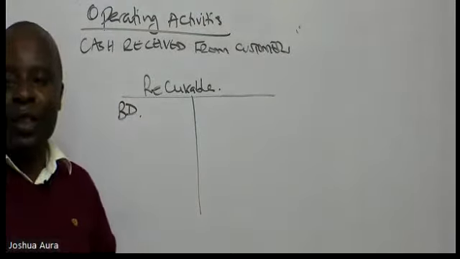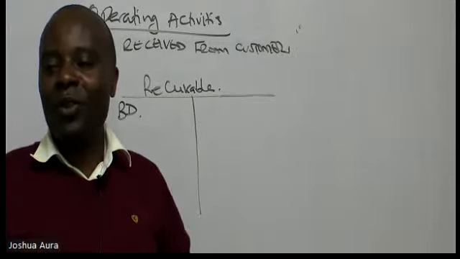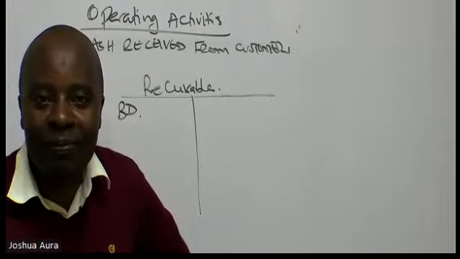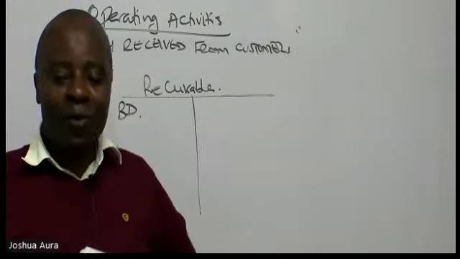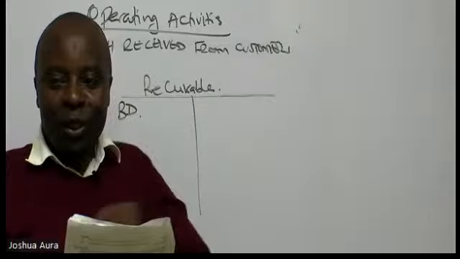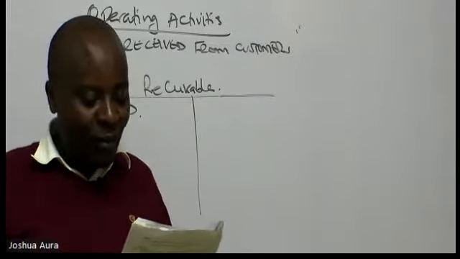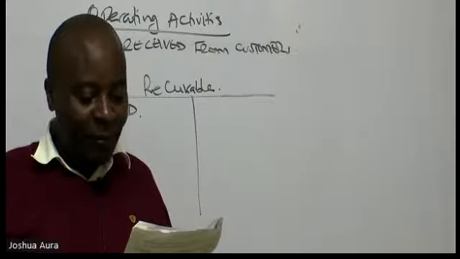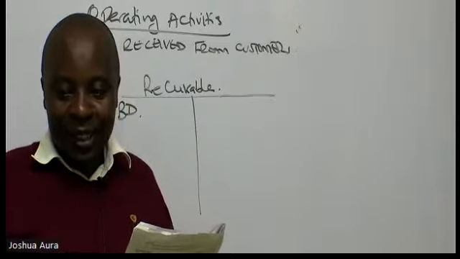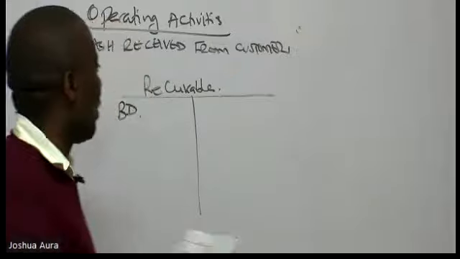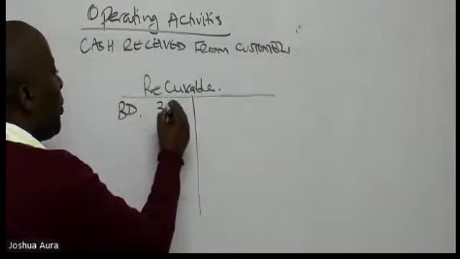Balance brought down of receivables. From the statement of financial position given, are you guys able to see the balance that was brought down, from 2016 to 2017, of receivables in the current assets? 3120, isn't it? 3120. Thank you so much. So we have here 3120.